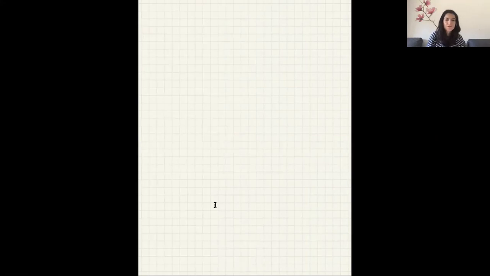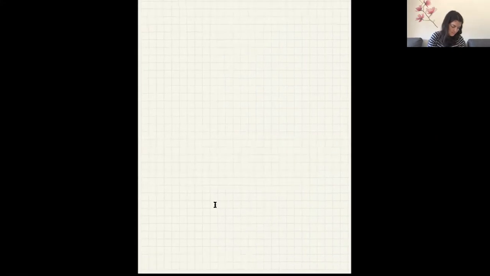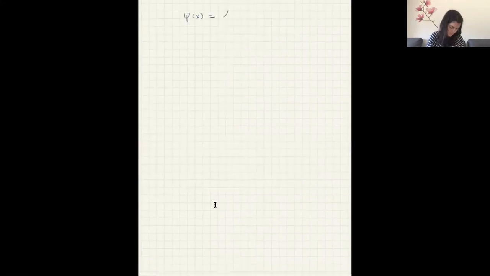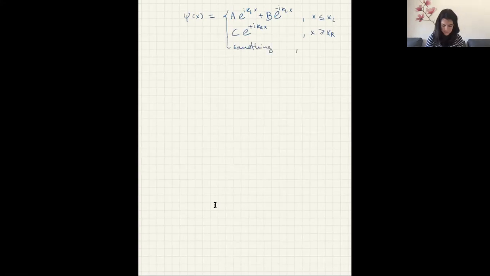Okay, so then we have the solution phi of x being A e to the i k left x plus B e to the minus i k left x if x is smaller than x left, and C e to the plus i k right x if x is larger than x right, and something in between. Good.